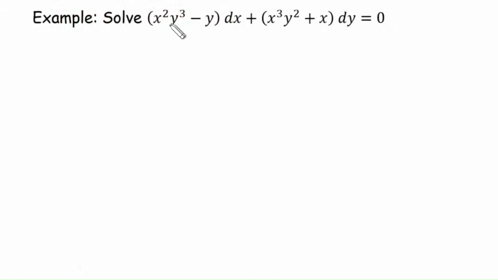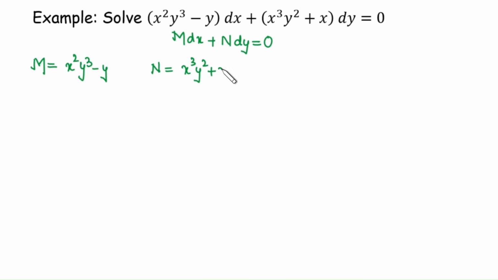Now let's solve this example. Again, the steps are the same. We need to check whether this is in a standard form. So yes, this is in the standard form, that is M dx + N dy = 0. Compare these two equations and find the value of M. The value of M in this case is x²y³ − y. The value of N is equal to x³y² + x.